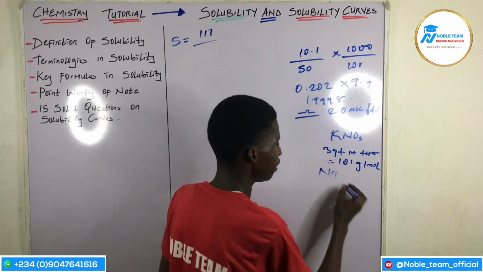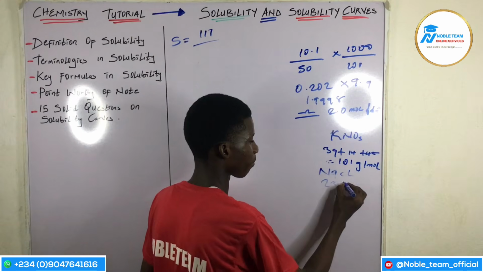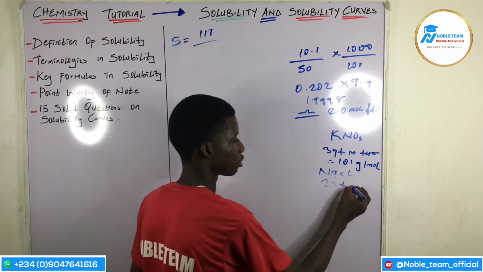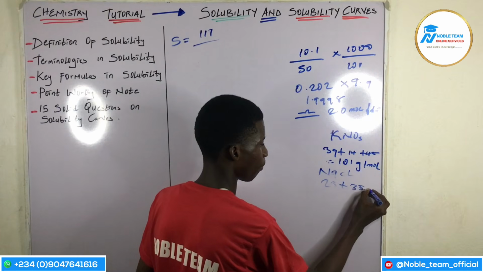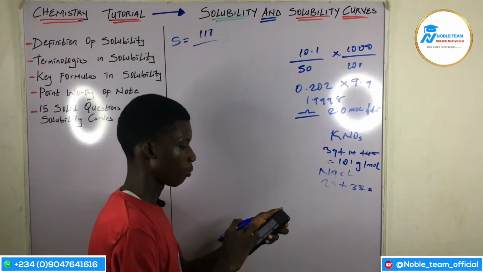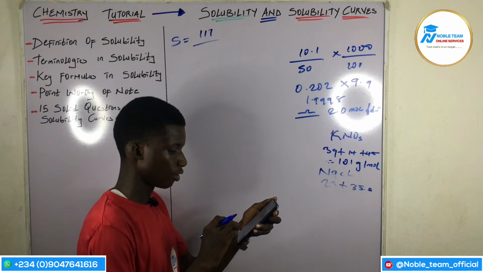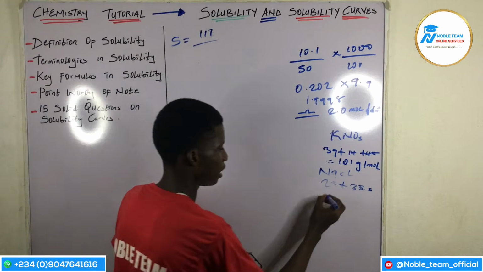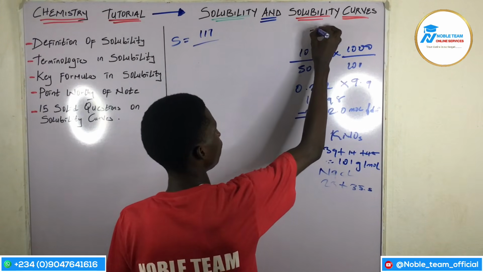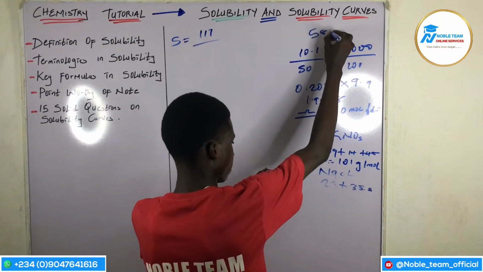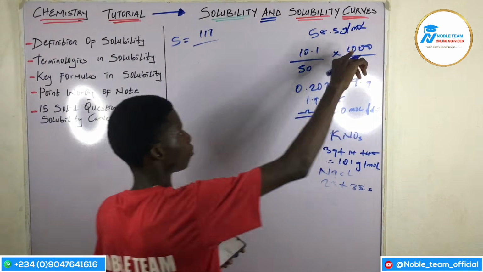NaCl. Now sodium is 23 plus chlorine is 35.5. Once you sum up, you have the molar mass to be 23 plus 35.5, which is 58.5 gram per mole. This is the molar mass of it.